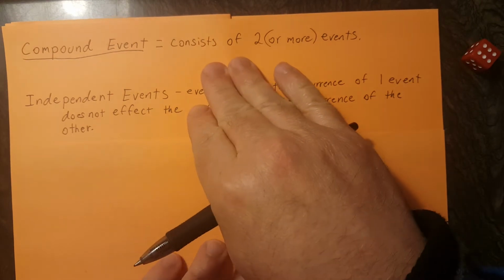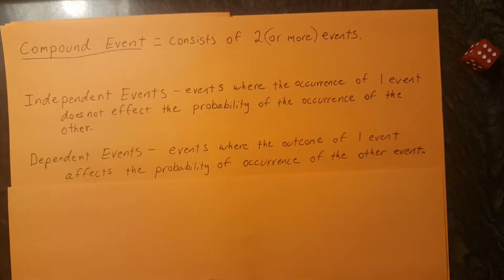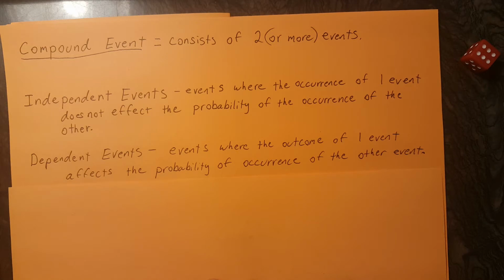Only one word to define today. If you haven't guessed it yet, it is dependent events. Dependent events are events where the outcome of one event affects the probability of occurrence of the other event. Go ahead and write that down. And if you need more time, go ahead and pause the video momentarily.